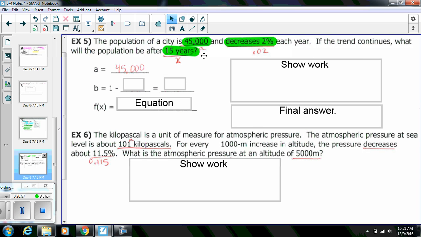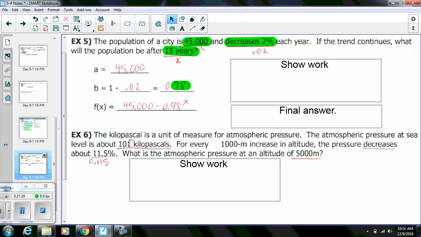So initial amount, 45,000. B, I have to do 1 minus the percent as a decimal, 0.02. I end up with 0.98 as my B. That's important here. 0.98 is my B. So the equation with all this put in except for X would be my initial value, 45,000, times my decay factor of 0.98 raised to the X power.